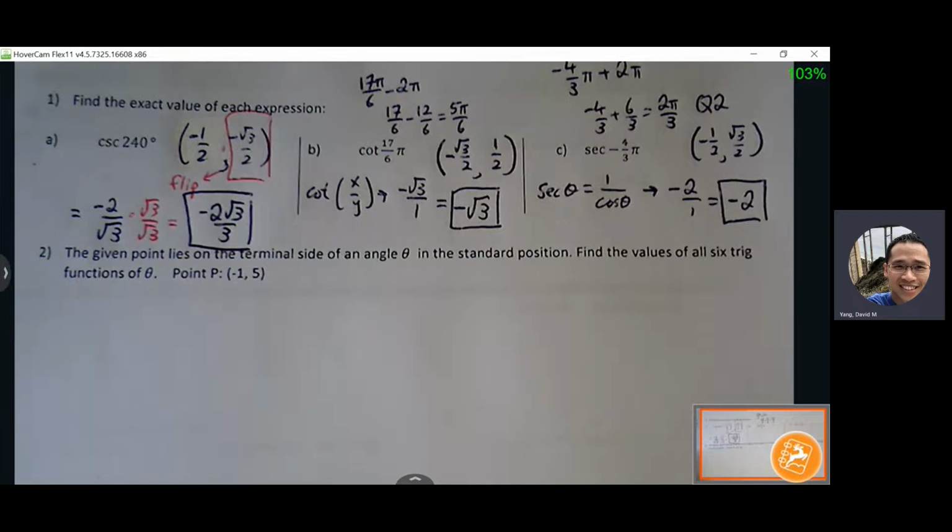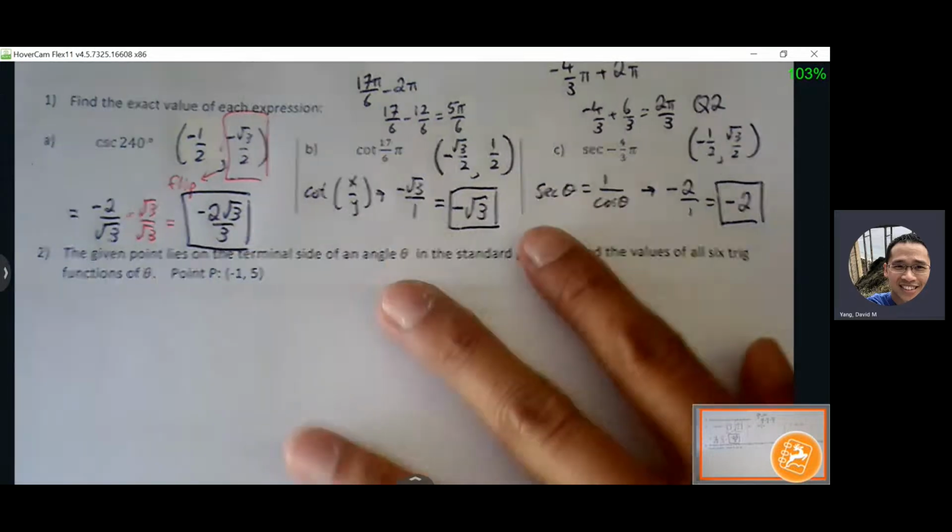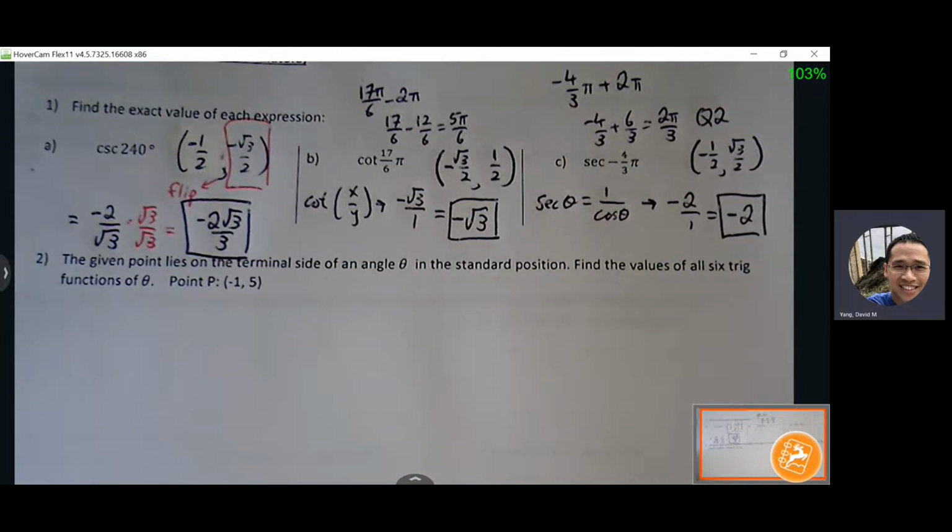I don't recognize -4π/3, so I'm going to add 2π to get to something that I feel more familiar. So -4/3 plus 2 is the same thing as -4 plus 6 over 3. And so -4 plus 6 is 2. So 2π/3, that's in the second quadrant. Here's my ordered pair for 2π/3. It's (-1/2, √3/2). I know secant is related to my x value, related to my cosine. So if I flip that -1/2, I get -2.